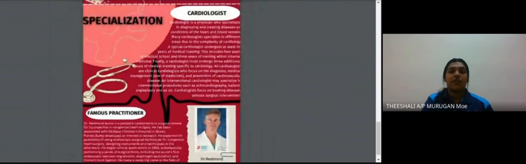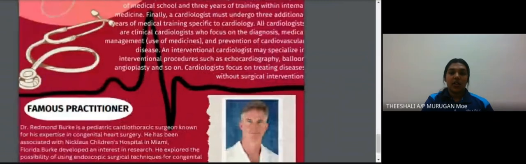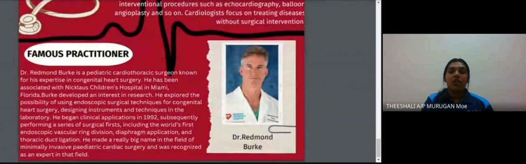Now we're going to see one of our famous practitioners in cardiology, which is Dr. Redmond Burke. Dr. Redmond Burke is a pediatric cardiothoracic surgeon known for his expertise in congenital heart surgery. He has been associated with Nicklaus Children's Hospital in Miami, Florida. Burke developed an interest in research. He explored the possibility of using endoscopic surgical techniques for congenital heart disease.